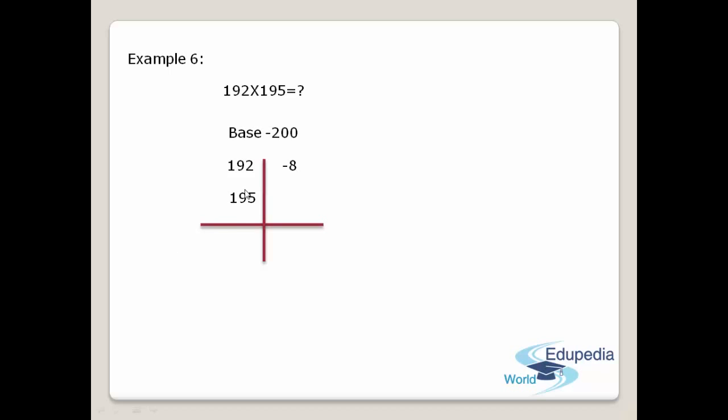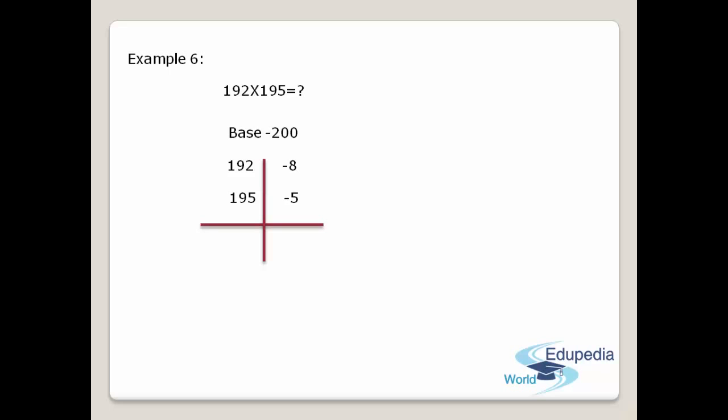After writing this minus 8 for the first number, now again you check the numbers 200 and 195. Here 195 is 5 less than 200. So you again have a less number. So you write the less number along with a negative sign in front of it. So minus 5.